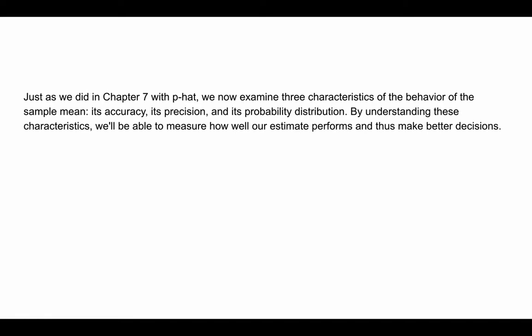Just as we did in Chapter 7 with p-hat, we now examine three characteristics of the behavior of the sample mean: its accuracy, its precision, and its probability distribution. By understanding these characteristics, we'll be able to measure how well our estimate performs and thus make better decisions.